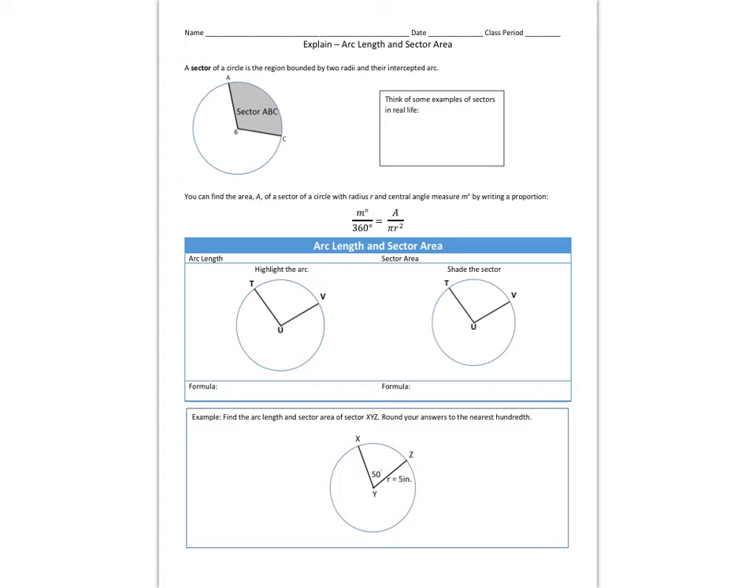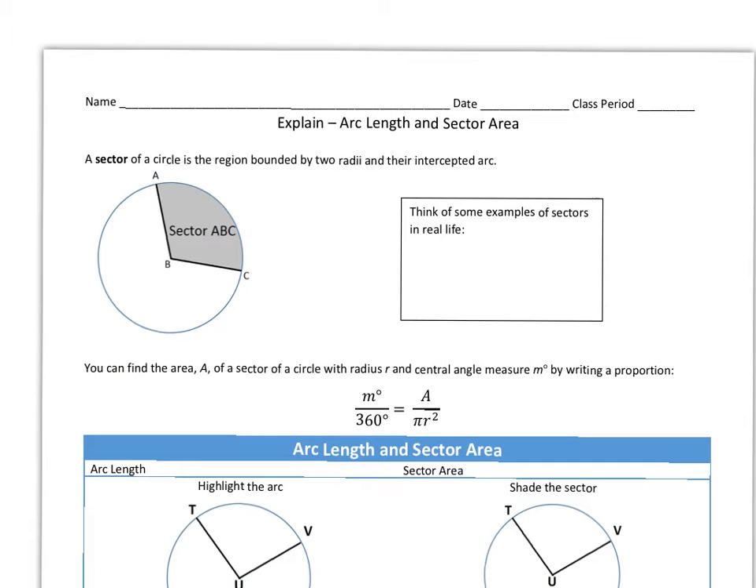This is a short discussion of how to find sector area and arc length. So a sector of a circle is just a region bounded by two radii and their intercepted arc. Think of it as a slice. So this is sector ABC of a circle.